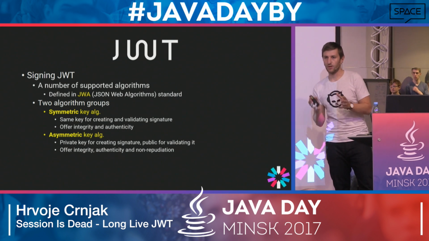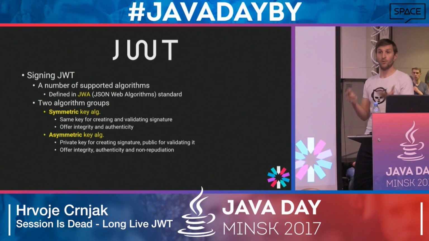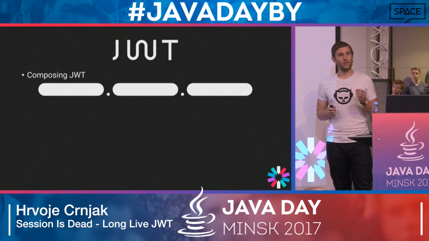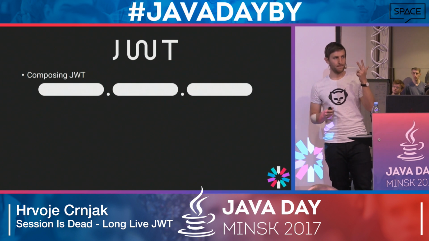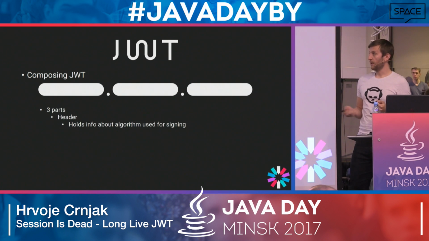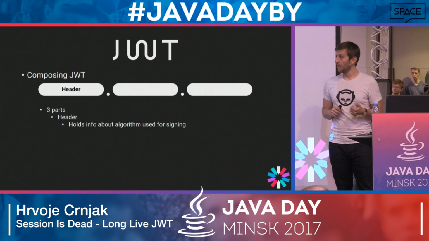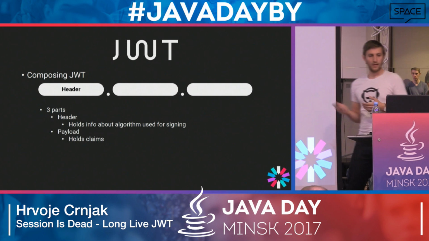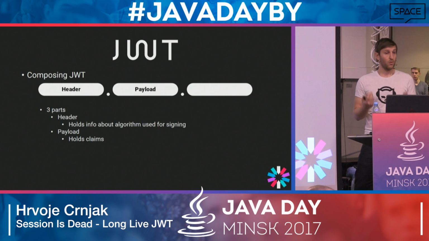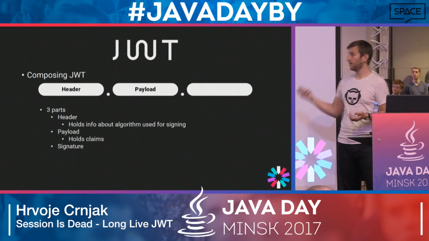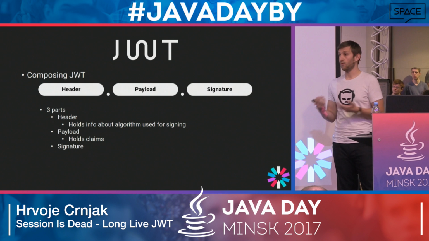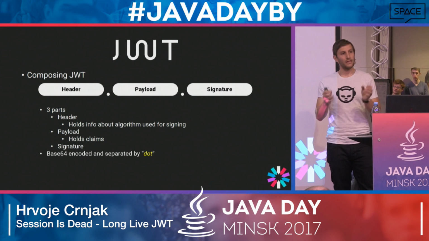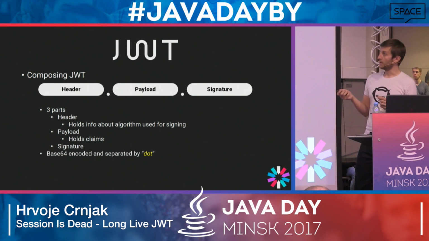Okay, so now we know how to define our set of claims. We also know how to secure our token. Now let's put all of this together. Let's compose our first signed JSON Web Token. So each signed JSON Web Token consists of three parts. We have the header part. That's the first part. Header holds information about the algorithm used for signing. Then we have the payload part. Payload part holds our set of claims. And then finally we have the signature part, and of course signature part holds our signature. And all of these parts are base64 encoded and separated by a dot, as you can see from the picture.